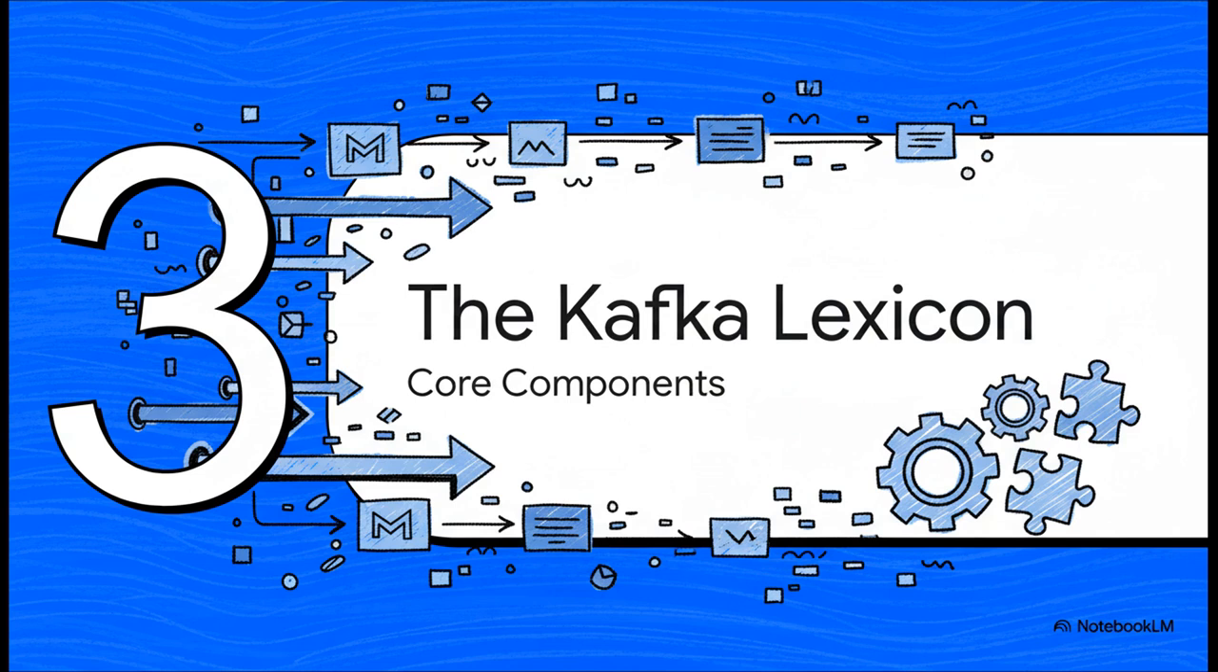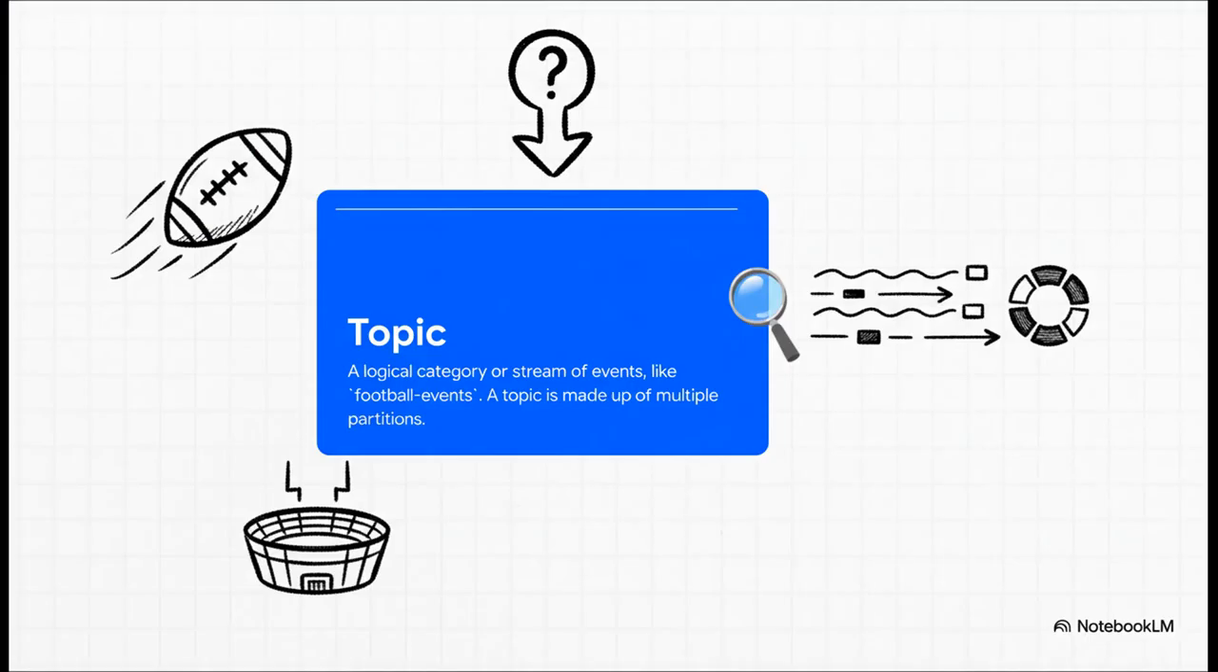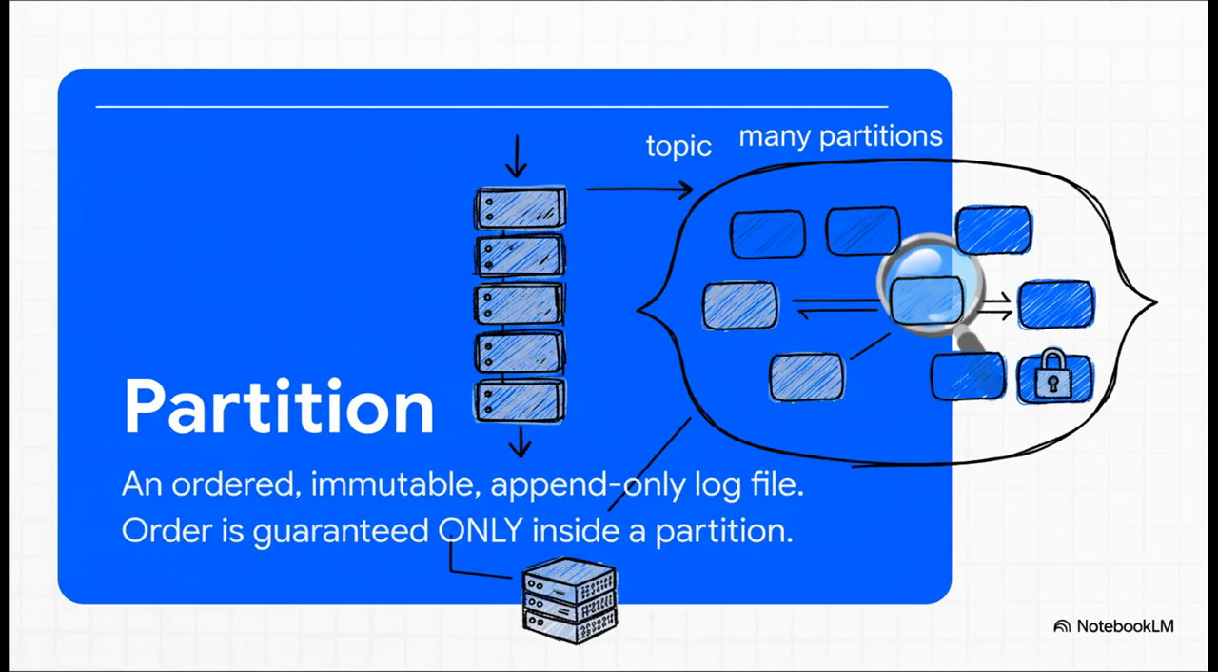Okay, now that we have that main idea locked in, let's build out our vocabulary. Getting these core terms right is absolutely key for sounding sharp in any design discussion. First up is a topic. Honestly, just think of this as a name, a label for a category of events. In our case, football events would be the topic. It's really just a logical container for our data stream. Super simple.